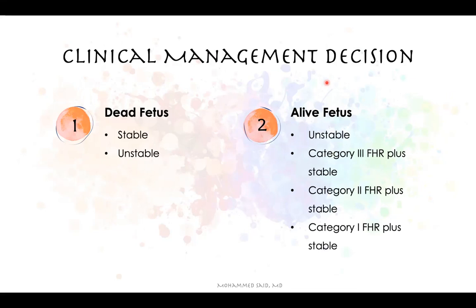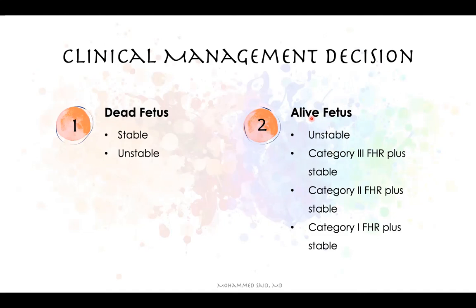The second option: the baby is alive and the mom is stable. Now we can assess the fetal status and see if the baby is category 3. So eventually you're going to expedite delivery again. If the baby is in imminent vaginal delivery, that's fine. If not, you'll go for a cesarean delivery, now as a fetal indication.